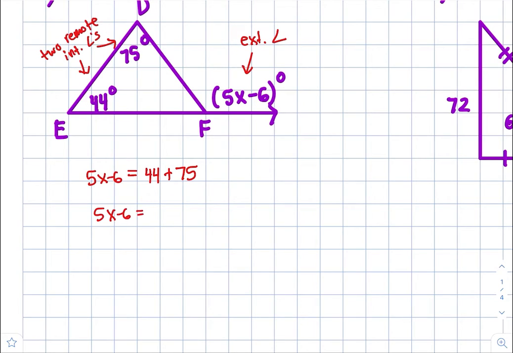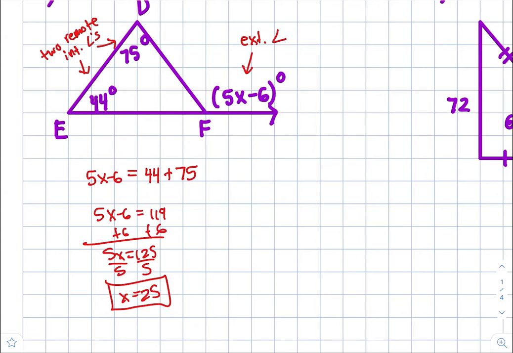5x minus 6 is equal to 119. Add 6 to both sides. 5x is equal to 125, and divide both sides by 5. X should have equal to 25.